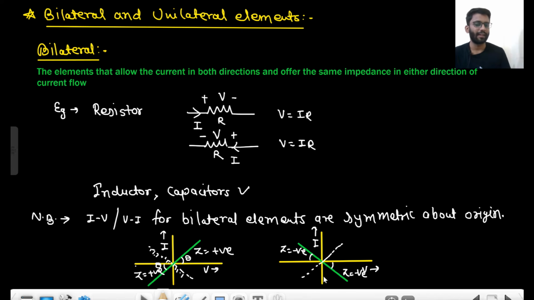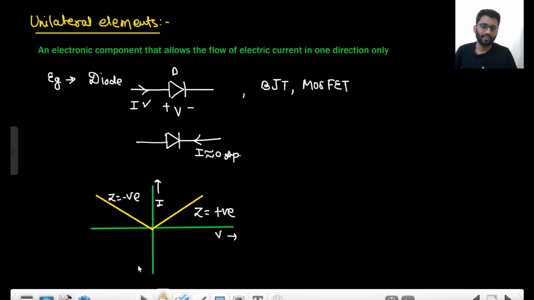Both of them are having the same slope and the sign of the impedance is also the same, then only it will be called a bilateral element. It should be perfectly symmetric. Like you place the mirror like this or like this, it should have a perfect symmetry. Here you can see it has a perfect symmetry, but here there is no symmetry. Okay, so this is IV characteristics. That's how you can differentiate.